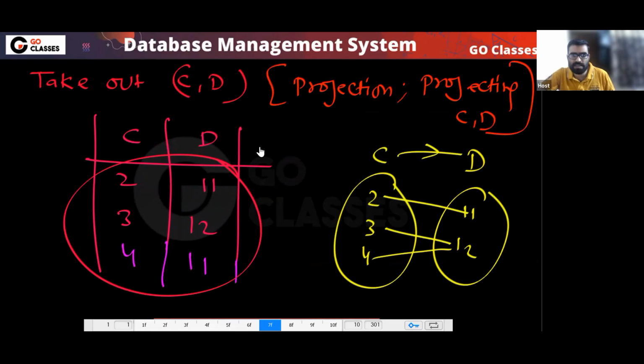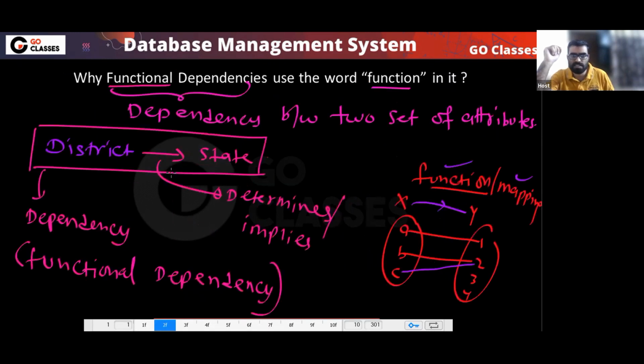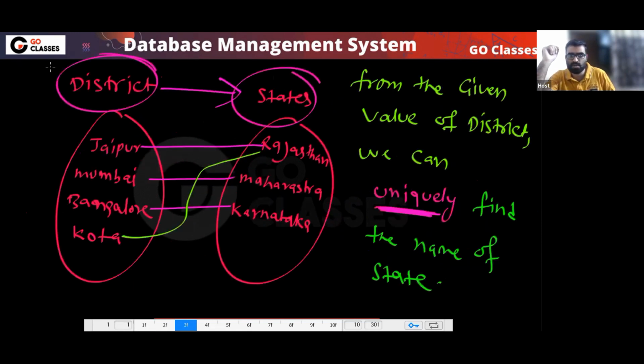So for every functional dependency, this is the final point I'm saying: if you take out the functional dependency, if you project C comma D, then you will get a function. Similarly here, district comma state. If you only consider district comma state, then you will get a function. Yes or no? Is this clear to everyone?